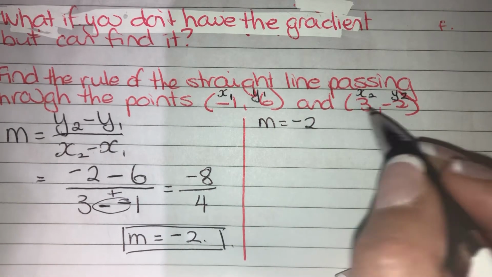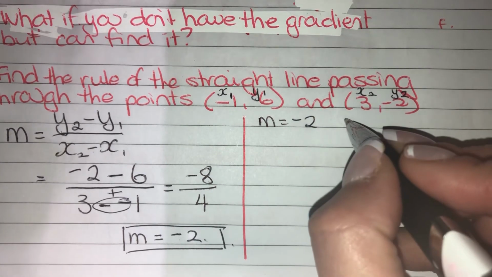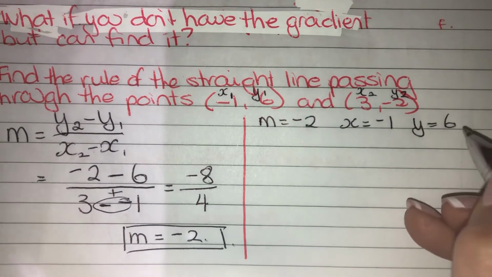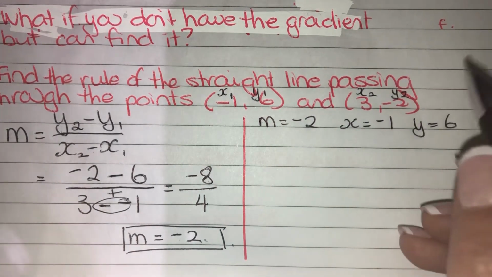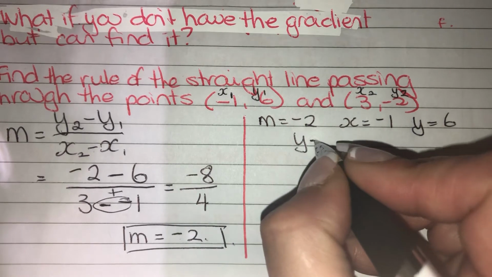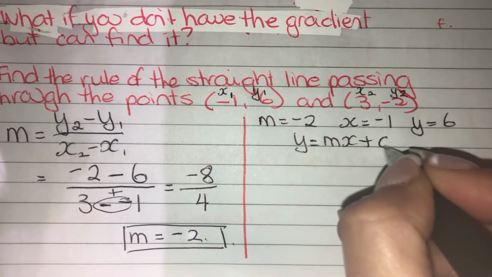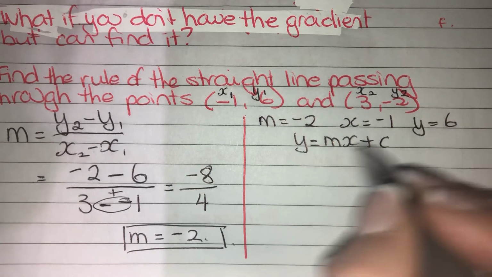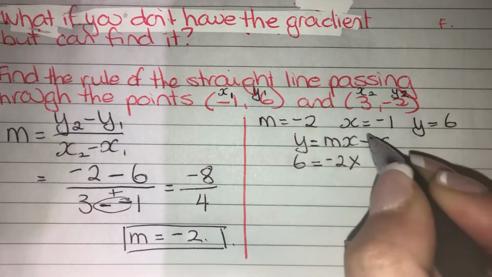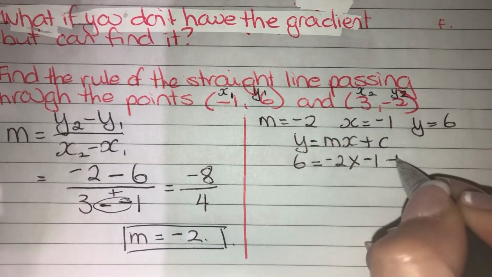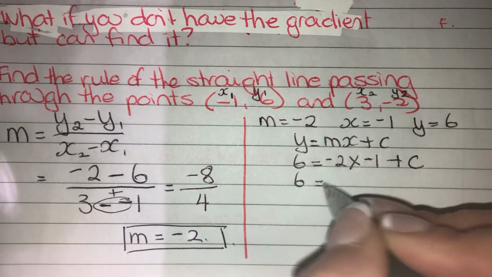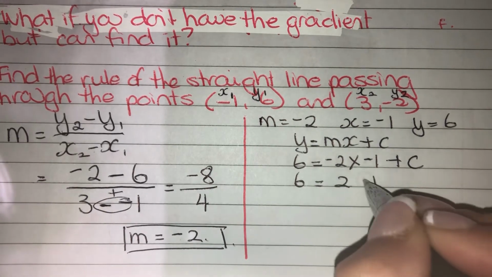Okay, so we can choose either of these points, it doesn't matter. I'm going to do the first one. So we also have x equals -1 and y equals 6. Now, by the time you get to these questions, you'll go, oh, okay, now it's just like the one before where I found c. So that's what we're going to do again. Y equals mx plus c, putting all these pieces of information in. So 6 equals m, which is minus 2, times x, which is minus 1, plus c. Remembering you could have used the other point and you'd get the same answer. 6 equals minus 2 times minus 1 is 2, plus c.